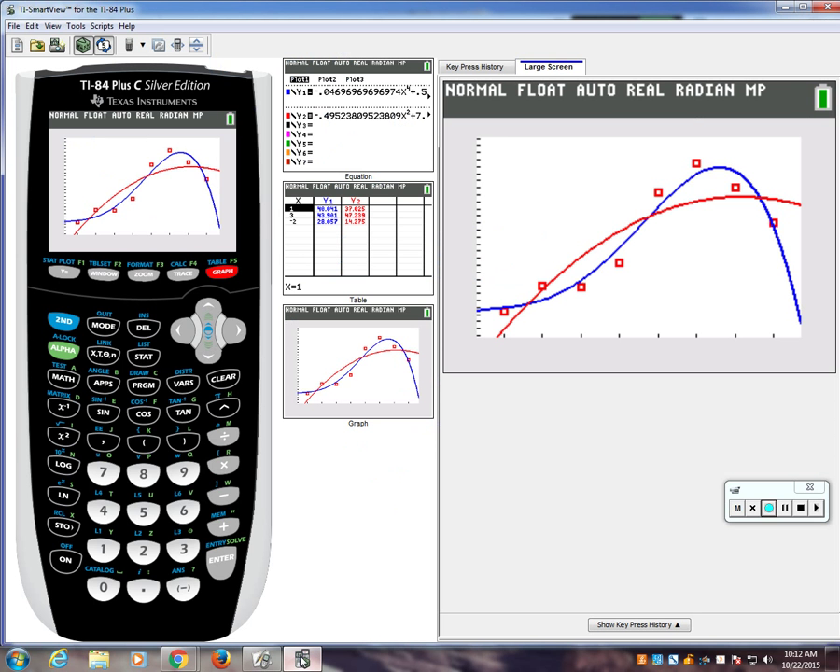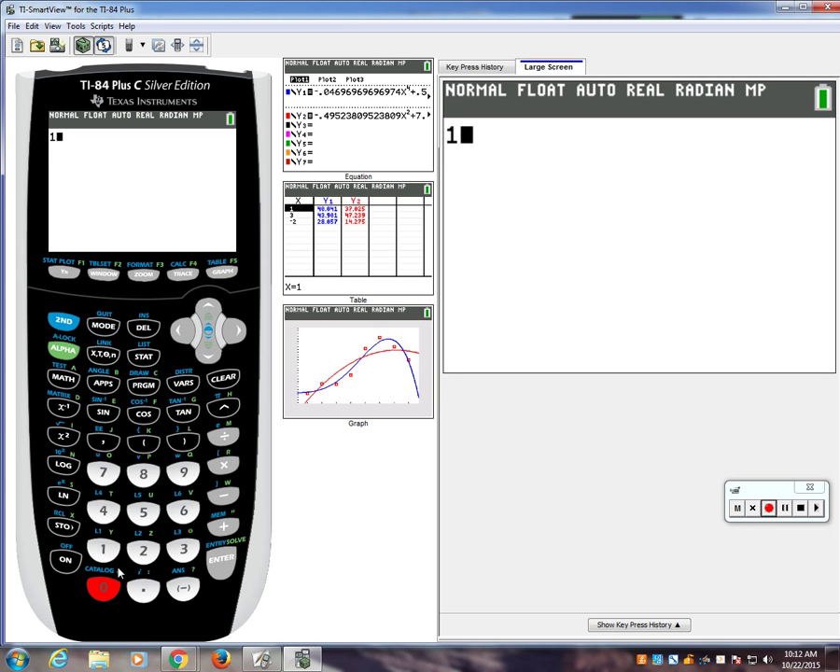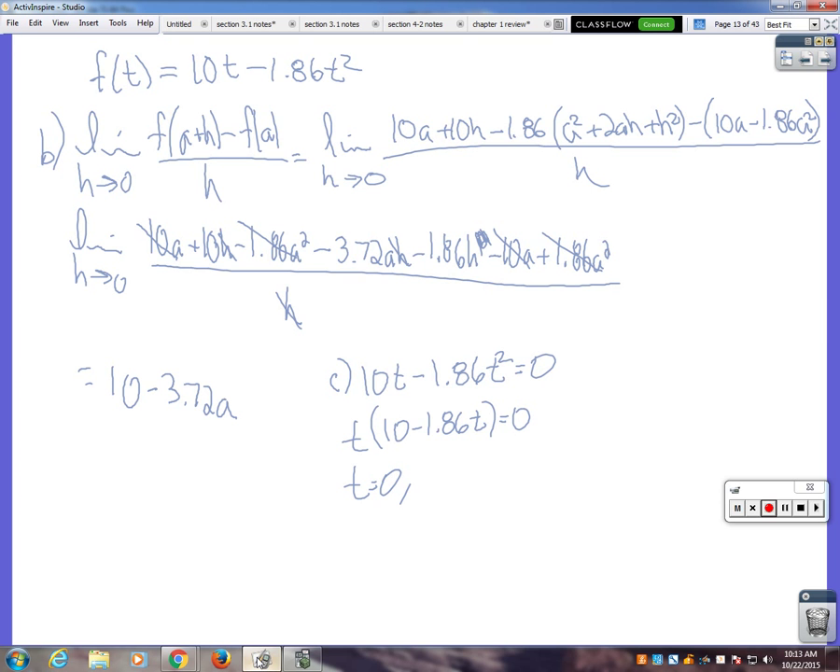I don't want to do that in my head. Then 5.38. Okay. That's when you first let it go. Yep, so when you throw it and then when it comes back down.